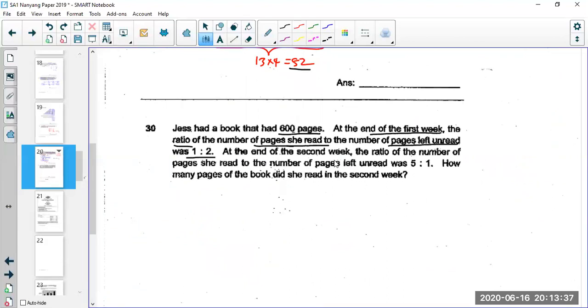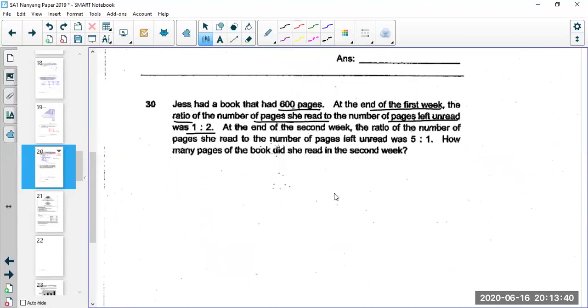So can we draw the model? Yeah, we can. Most of the questions can be drawn as a model. So first week, how to draw? You have the ratio of pages that you read, R for read, and then the other one is not read.